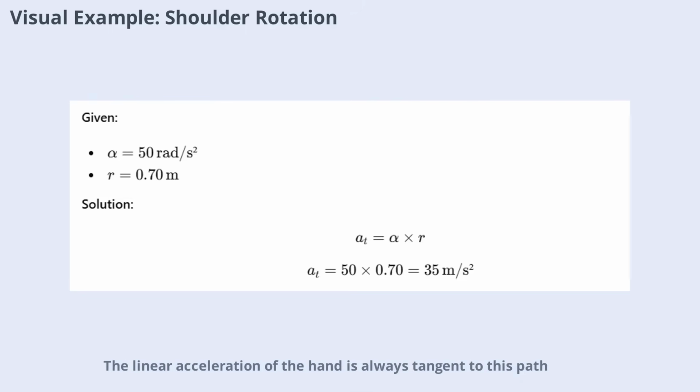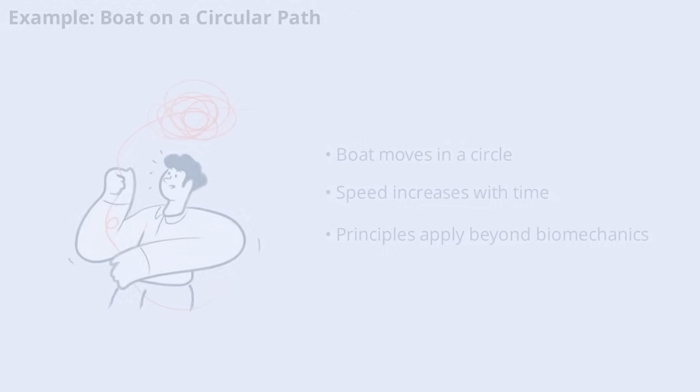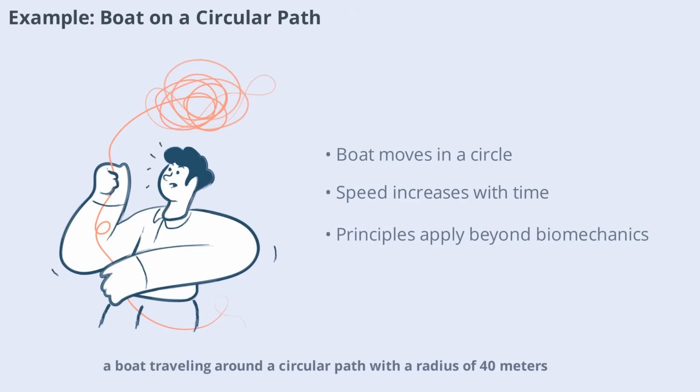The linear acceleration of the hand is always tangent to this path, while the radial acceleration points inward toward the shoulder. This visualization helps us see how the two components work together to create the overall motion of the arm during a pitch.